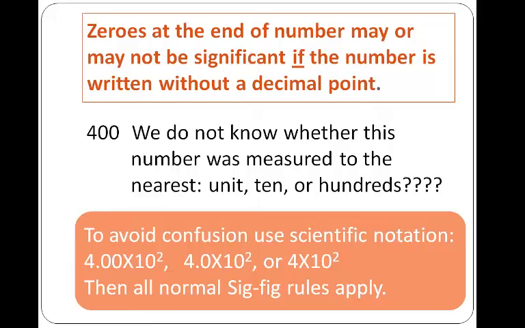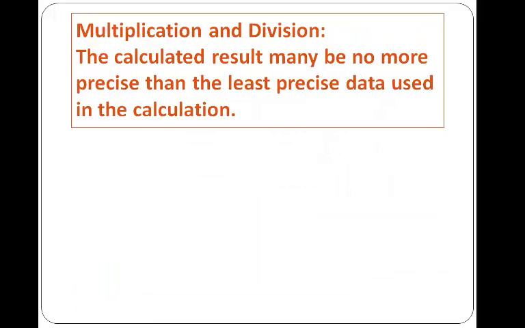So how do we fix this? Well, here's what we do. You write it in scientific notation. So 4.00 times 10 to the second has 3 significant figures, and that would be measured to the nearest ones place. 4.0 times 10 to the second has 2 significant figures, and that's measured to the nearest tens place. Or 4 times 10 to the second has 1 significant figure, and that was measured to the nearest hundreds place. So if we use scientific notation, we can use all the regular significant figure rules. But if I just give you 400, you really can't answer that question.